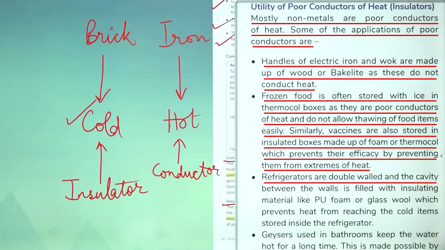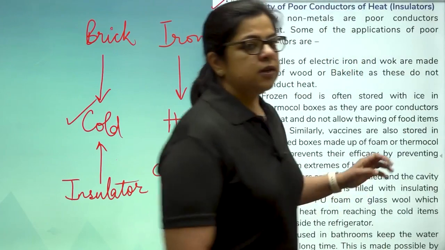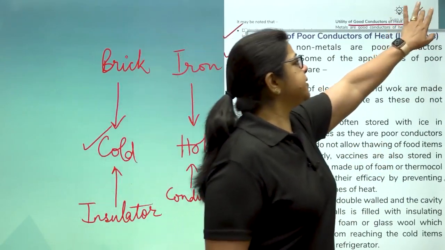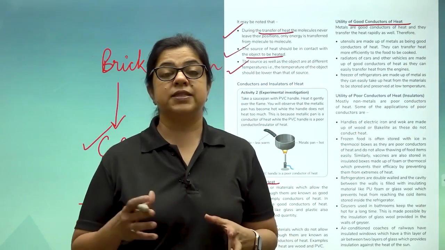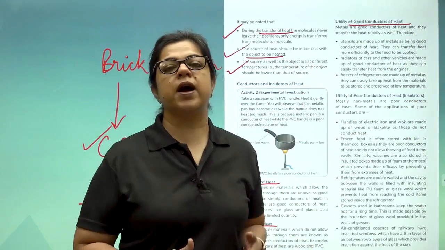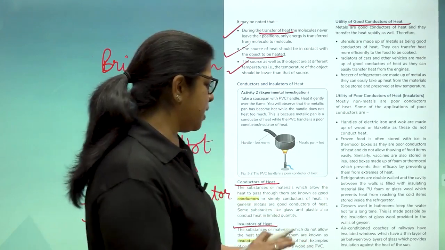Refrigerators are double-walled and the cavity between the walls is filled with insulating material like PU foam or glass wool, which prevents heat from reaching cold items stored inside the refrigerators. Children, also geysers in our bathrooms keep the water hot for a very long time. This is because these geysers also have a layer of glass wool that prevents the heat from escaping outside.